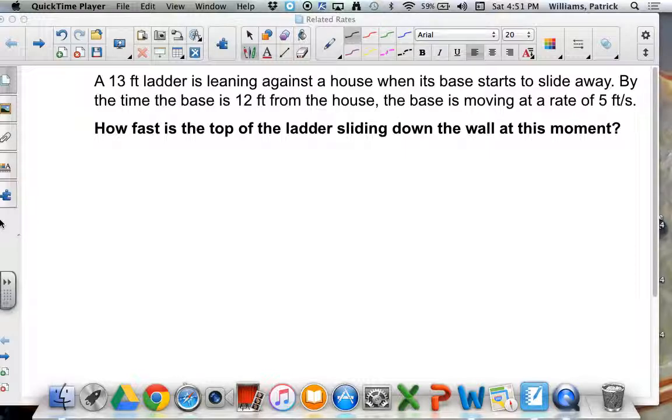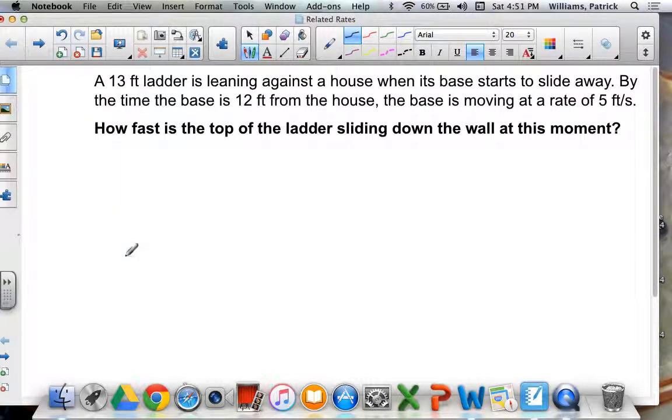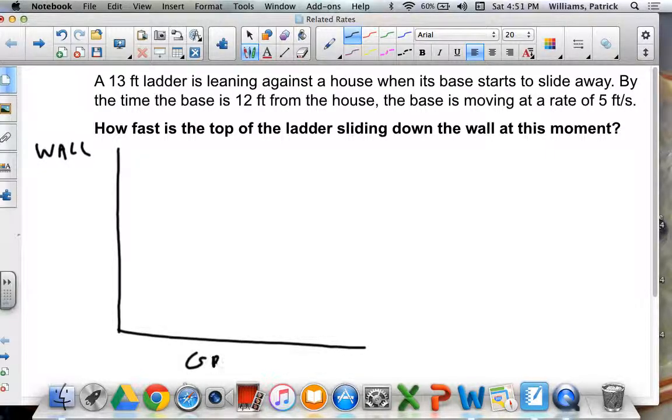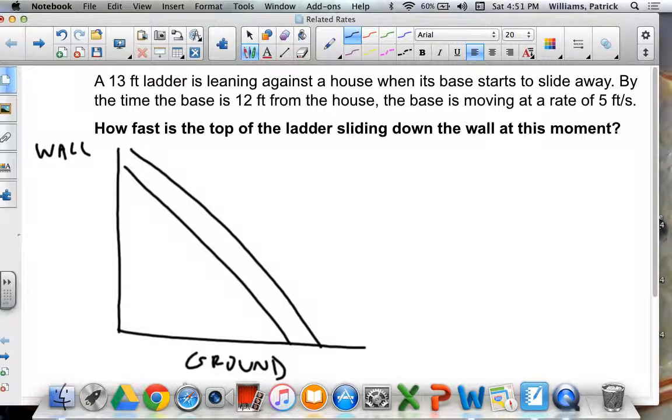When you draw a picture of what the problem is talking about, it really helps you visualize and understand what's going on a lot better. So let's draw a picture. We got a wall, and we got the ground, and we have a ladder that's leaning up against the wall and touching the ground. Okay? So now we got that.